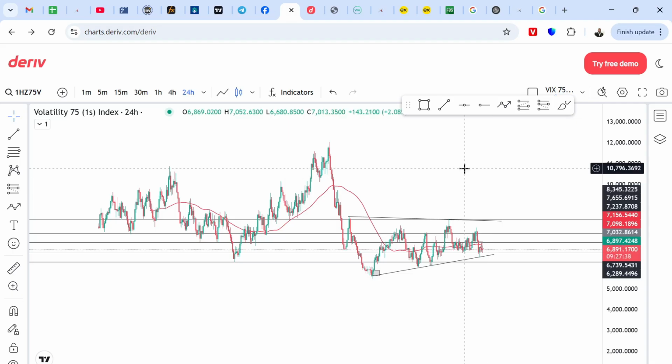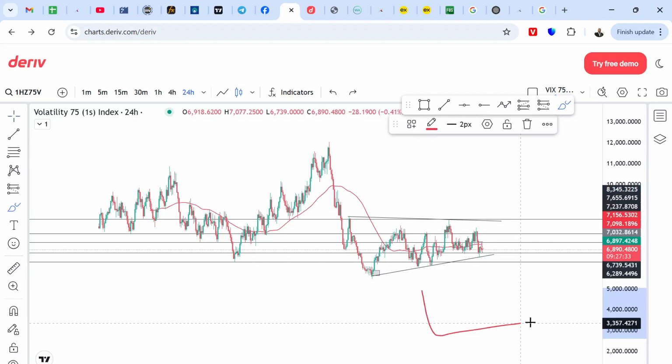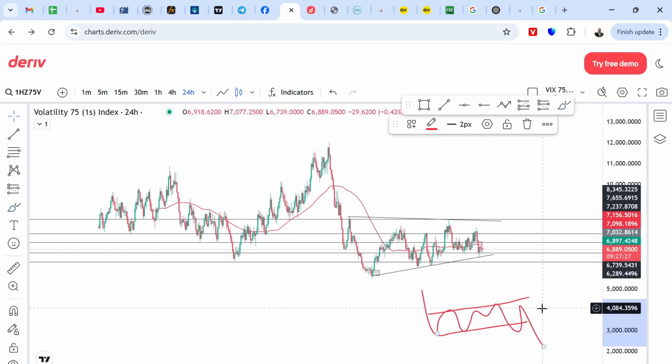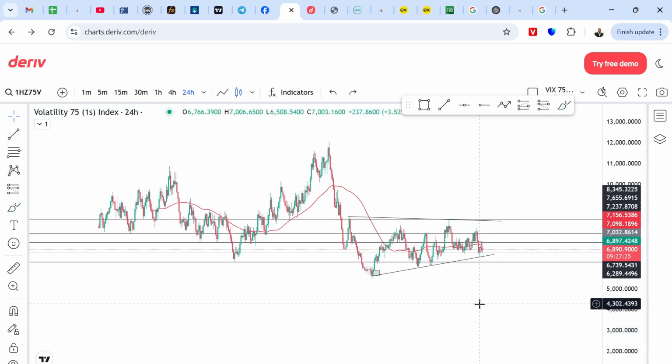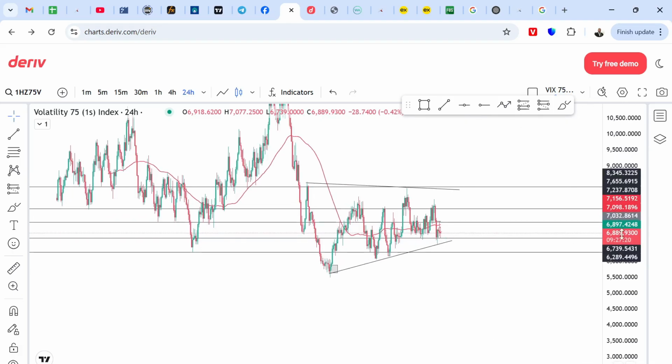So this is like a falling wedge pattern, where the market has been selling and starts consolidating, only to break to the downside. But right now we are still in that consolidation phase. So what you want to be looking for is a selling opportunity.